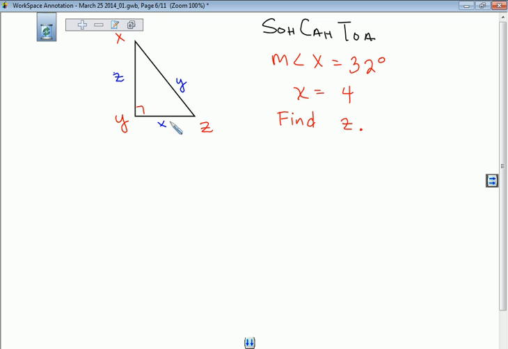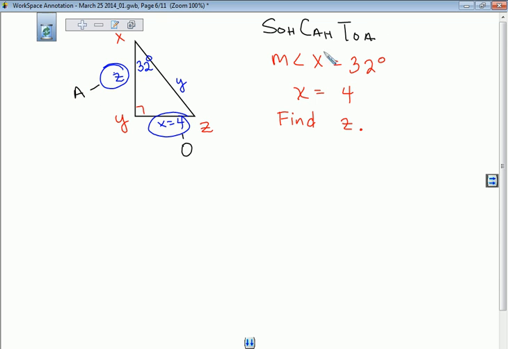All right, so they told us that X is 4, so we know this is 4. We know the measure of angle X is 32 degrees, so let's put it in there, 32 degrees. And we want to try to find Z. So we're given this, we want that. All right, let's take a look. This is which side right here? Opposite. This is which side? Adjacent.